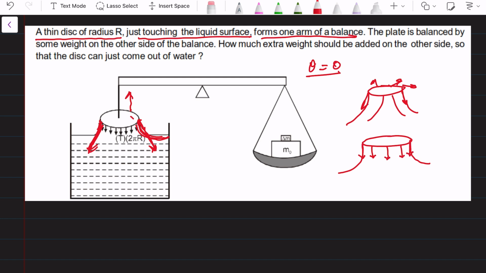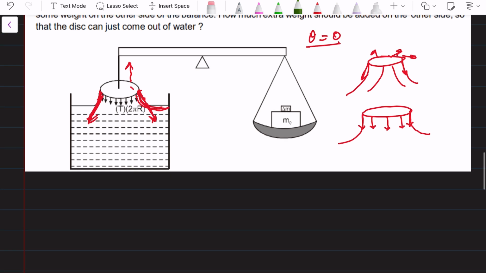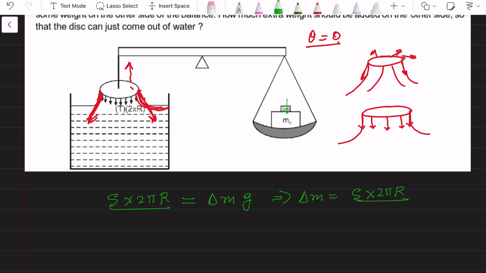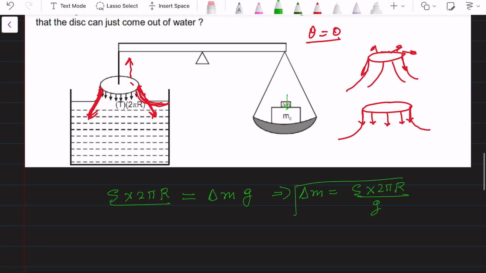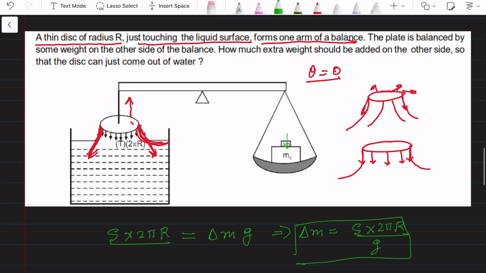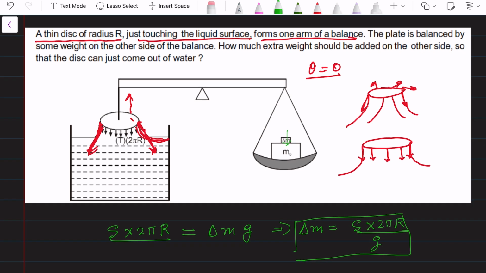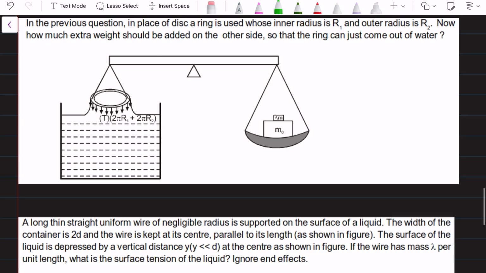S into 2 pi r. So the surface tension force will be in the vertical downward direction, S into 2 pi r, which has to be balanced by the extra weight here, that is delta m into g. So the extra mass we have to keep is S into 2 pi r divided by g. This is the extra weight we have to add. Take the next question. The next question is also very much similar.